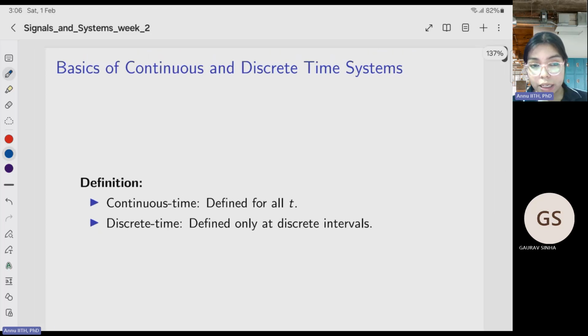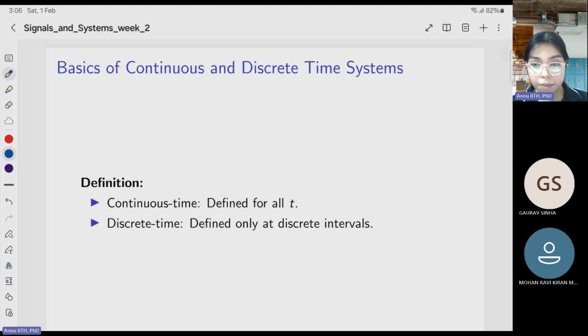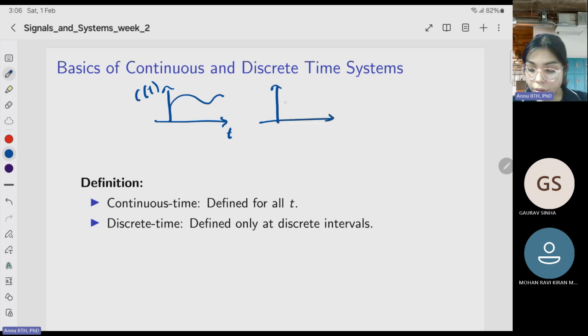First, it started with the basics of continuous and discrete time systems. In what sense do we say it is continuous time, and in what sense do we say it is discrete time? Do you think all the signals are continuous, or are they discrete, and how do we discretize and characterize them? Continuous time means that we are defining it for all the time, and if we are defining it with respect to some discrete values, then it is a discrete time.